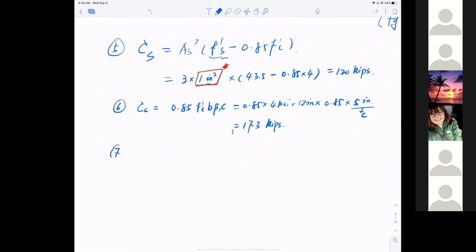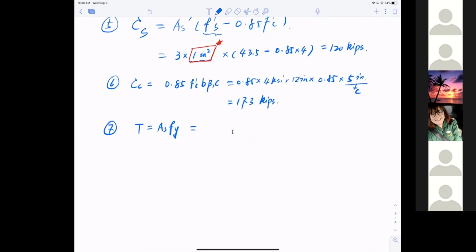So just check step number 7, right? Is T equal to AsFy? T equals AsFy, right? Now that is how much tension reinforcement I have.